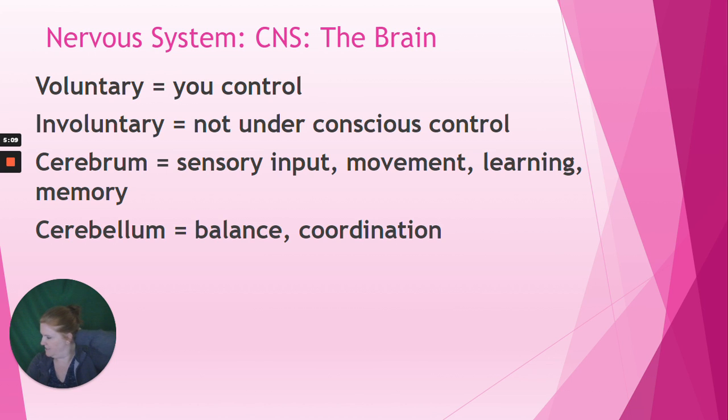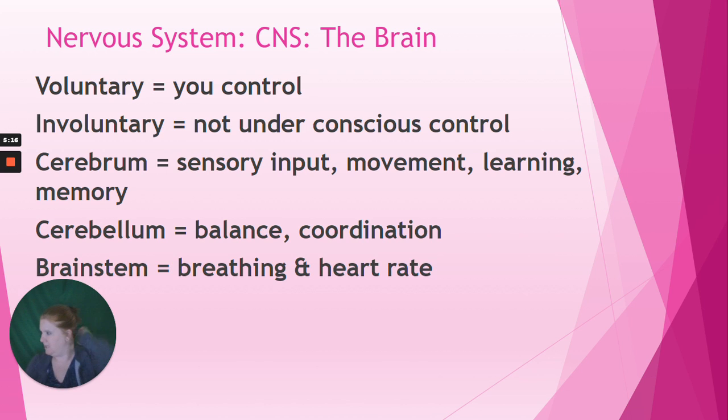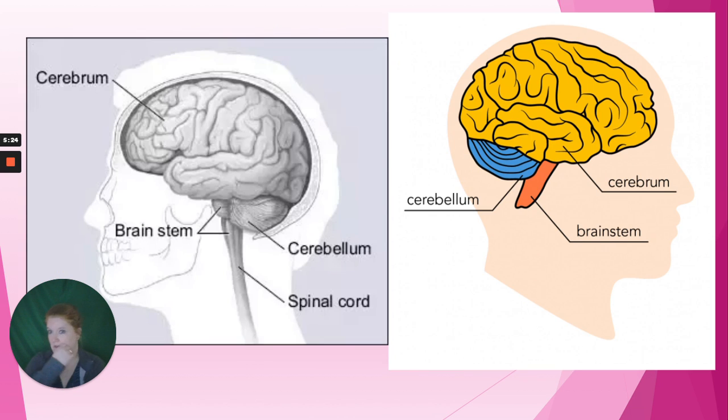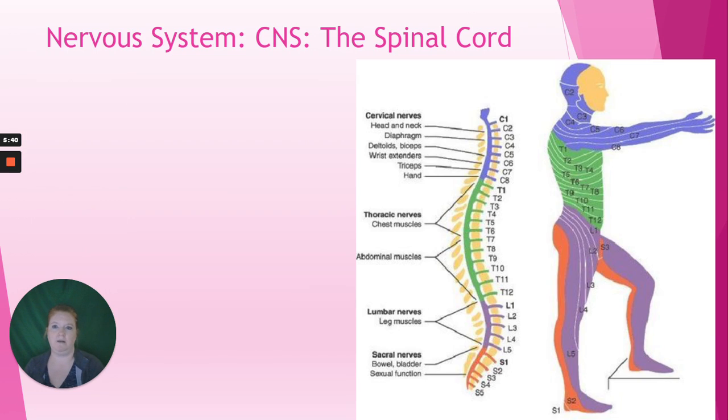And then you have the cerebellum hanging down in the back. That's responsible for balance and coordination. And then the brainstem, which sits right on top of your spinal cord, is responsible for basic life functions like breathing and heart rate. Okay, so here's an illustration. The cerebrum, that big section of your brain, the cerebellum hangs like a bell in the back. The brainstem sits on top of the spinal cord, and then that's it. That's the parts of the brain.